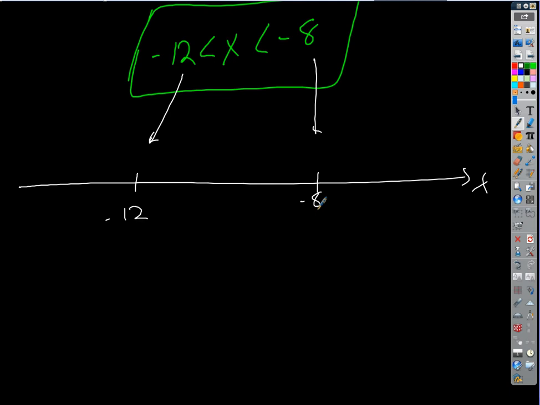What's that going to look like if I graph it? Open circles. Good. So I'm going to get open circles, and what do I want? X is greater than negative 12. So I'm going to connect them, aren't I? I'm going to go to the right of negative 12, and less than negative 8 means to the left of negative 8, so it's just the stuff in the middle, right? Get that? Okay?